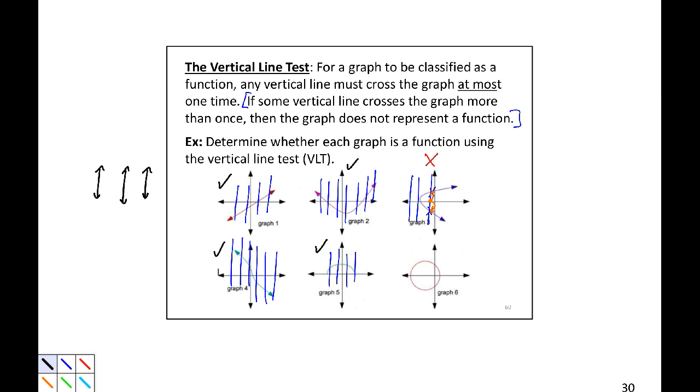Graph 6, I've already failed. Okay, I have one input that matches up with 2 different outputs. So this one is not a function.